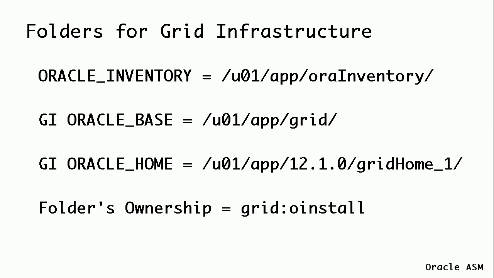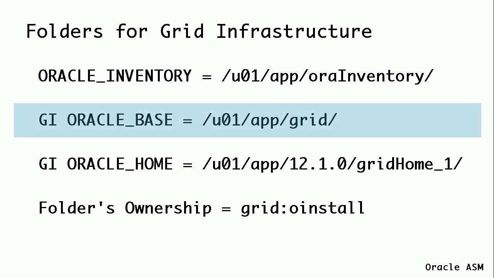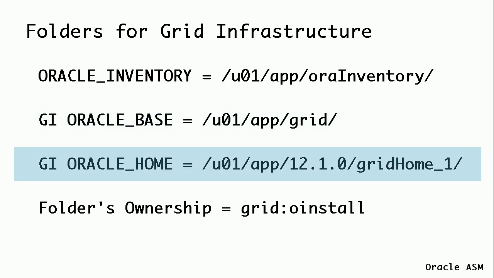Now, let us review folders required for Oracle Grid Infrastructure software installation. We will use this folder for Oracle Inventory. We will use this folder as Grid Infrastructure Base. This folder will store ASM and Clusterware related diagnostic logs and administrative logs. We will use this folder as Grid Infrastructure Home. This folder will store all files required for Grid Infrastructure software.